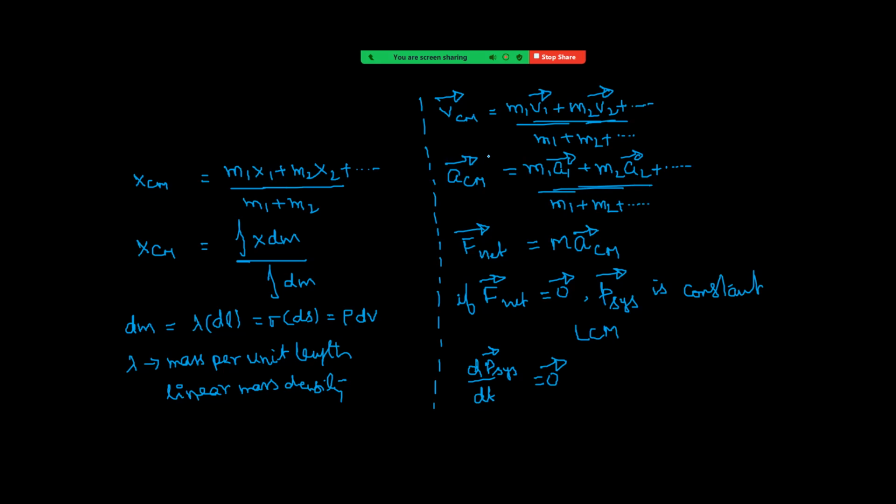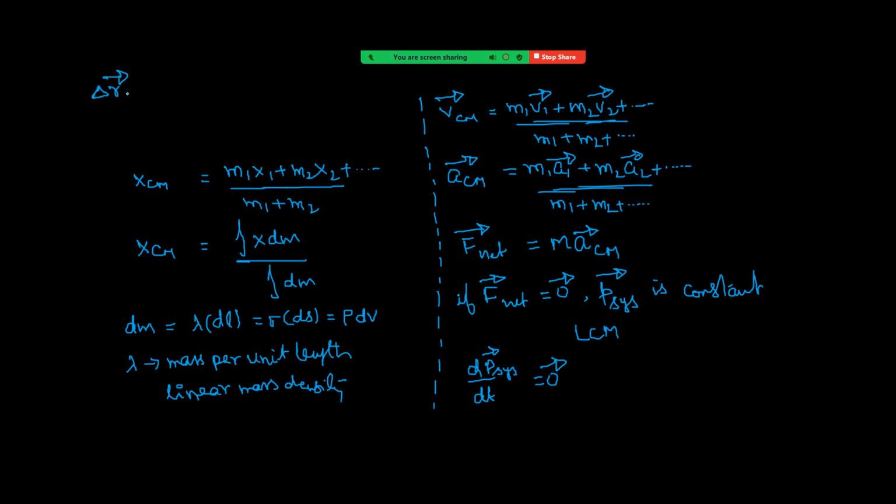Suppose a question is given like this: net force zero and velocity of center of mass zero. The condition given is that the velocity of center of mass is zero. Net force zero means a_cm is zero, a_cm zero means velocity constant. Now the condition given is that v_cm is zero. Okay, v_cm zero means what I can say here is that the shift in center of mass is zero.